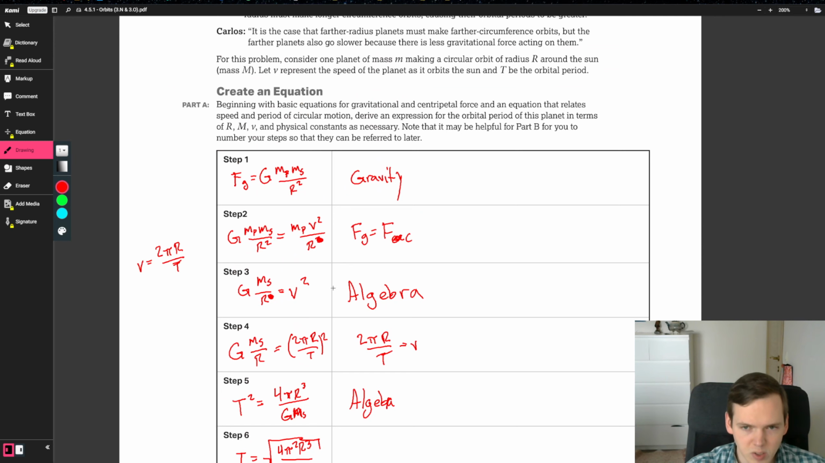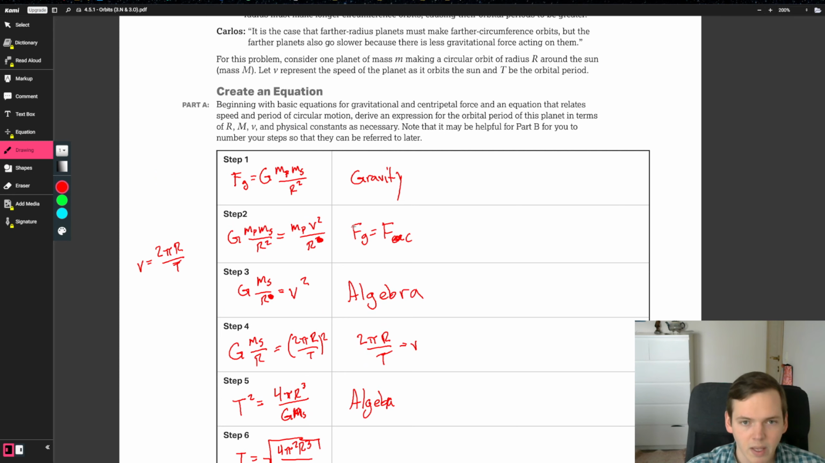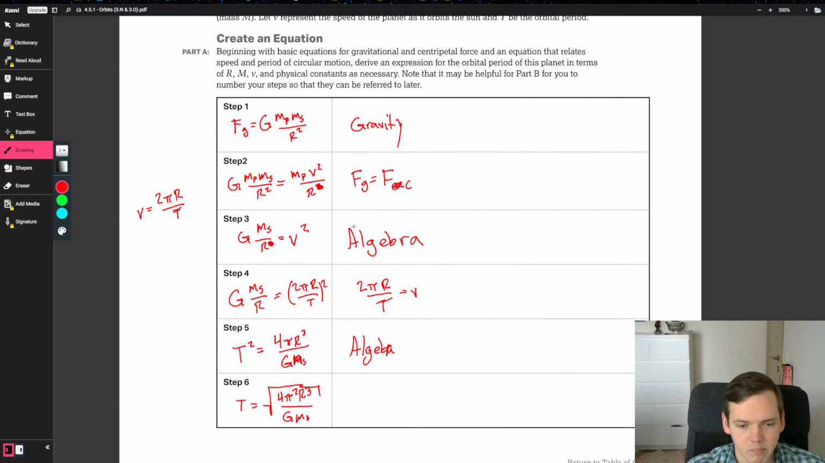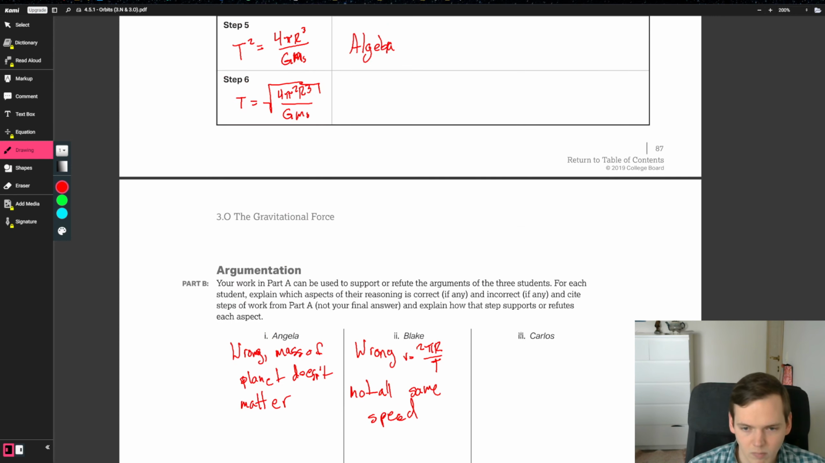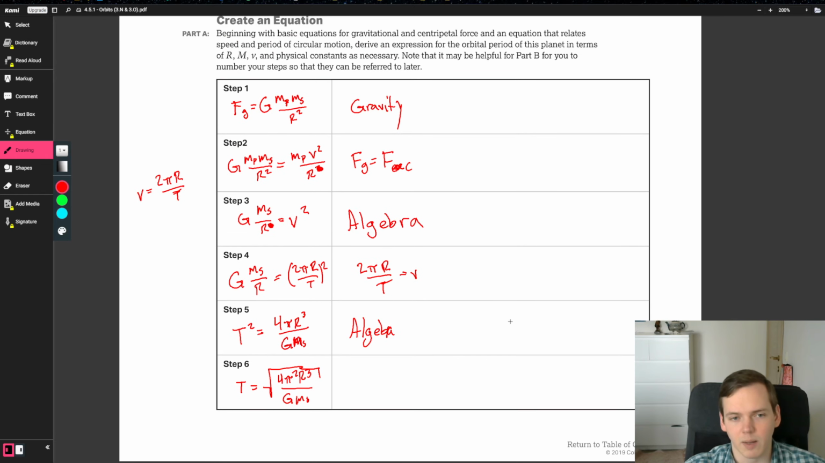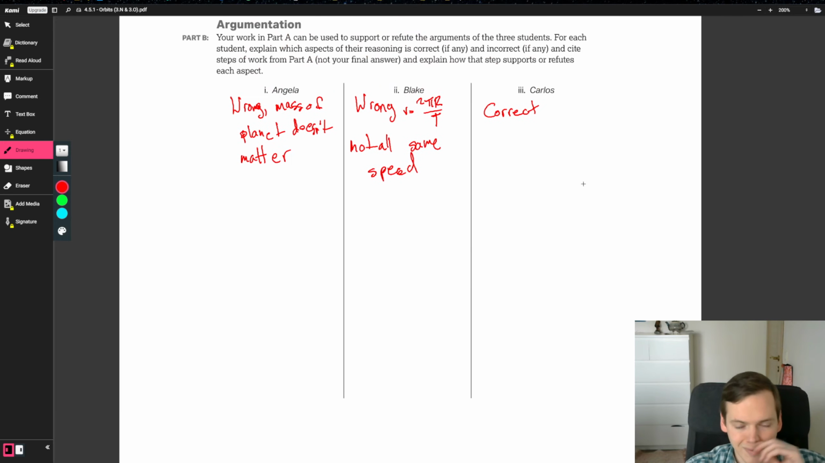And Carlos is ultimately correct because we do have less gravitational force the farther we go. And we do see the bigger that the r is, the bigger the t is. And so you can add in the reasons why that matches up. Again, it's because we see the direct relationship of bigger r means bigger t, and we also know that farther away, as we see in that first step, means less gravity. And that wraps up this. So if you have any questions, let me know, but otherwise this gives you a brief overview.